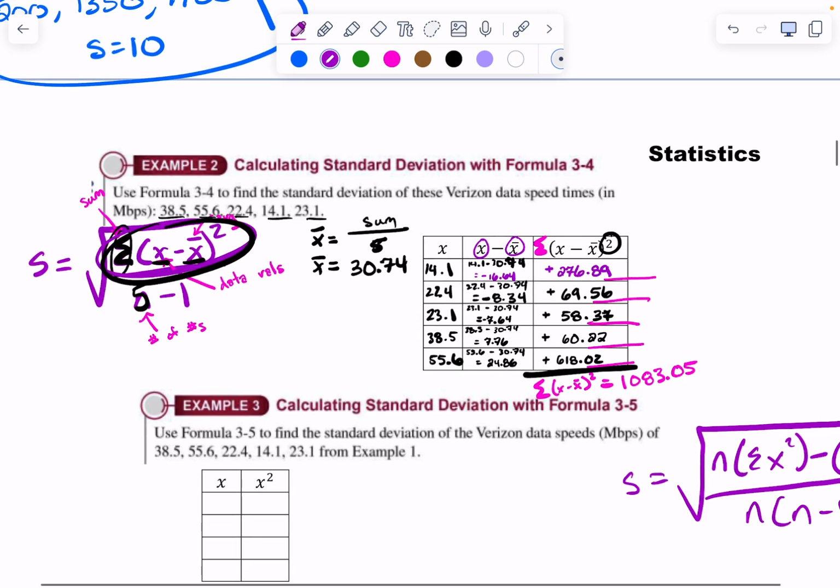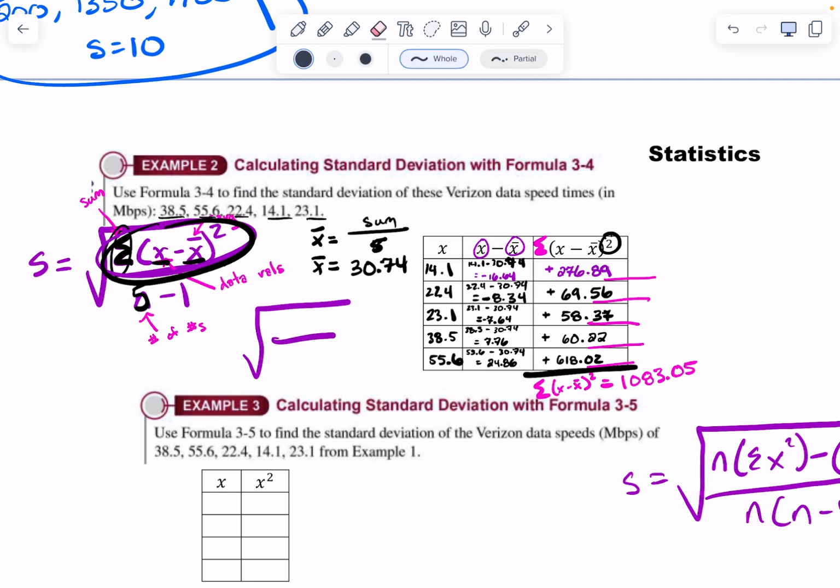We're so close. The formula says the square root of the sum of the x minus x bars squared, over the bottom number. So the top number is 1083.05, and the bottom number is 4 because it's 5 minus 1. So I'm going to take that number, divide by 4, and take the square root.